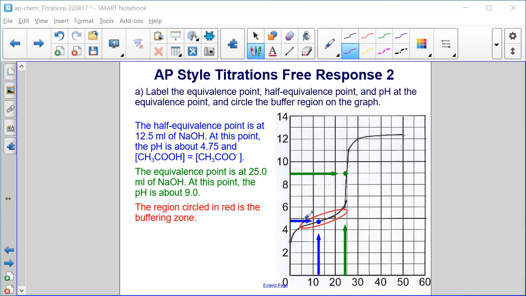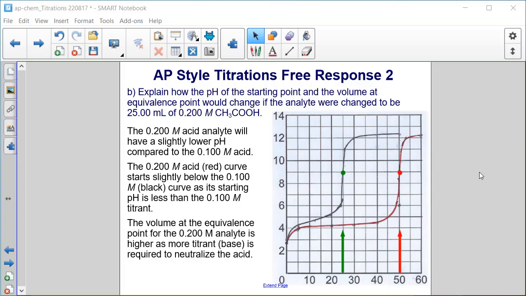And again, this is our buffered zone. This is where we have some acetic acid and some acetate, which allows for some buffering to occur. All right, so finally in part B, we're asked to explain how the pH of the starting point and the volume of the equivalence point would change if the concentration of the analyte was 0.2 molar. So the same 25 milliliters, but double the concentration of what we were working with in part A.